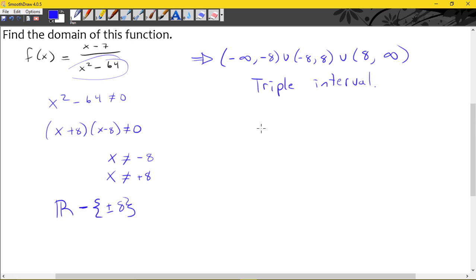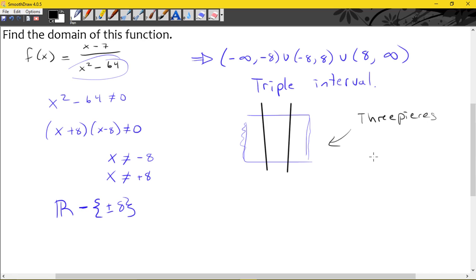And the idea is this. Here is a sandwich, right? A little bit of lettuce, maybe some cheese sticking out. Here's a sandwich. And then we go ahead and we make 2 cuts on the sandwich. We have 3 pieces. So that's why we have a triple interval. 2 cuts, 2 things that aren't allowed, gives us 3 pieces.